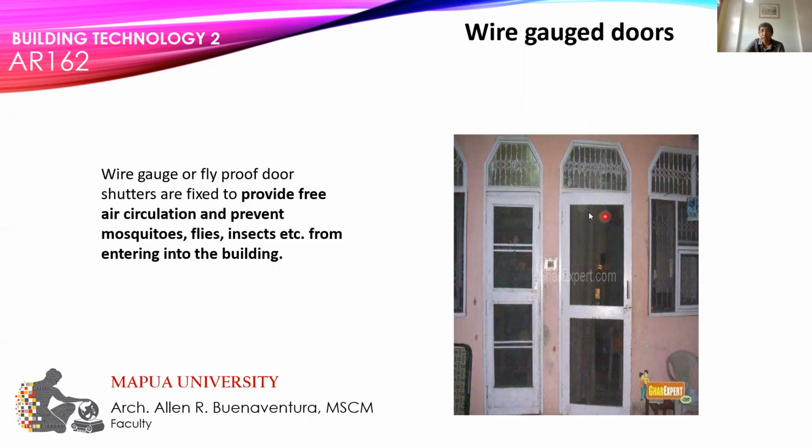This is the aluminum door that has a screen to prevent mosquitoes from going inside the house. So you will open the main door and leave the wire gauge door closed. This is the aluminum screen door, as they call it in the Philippines. Technically, it's called a wire gauge door.